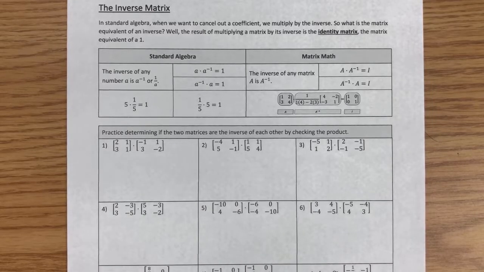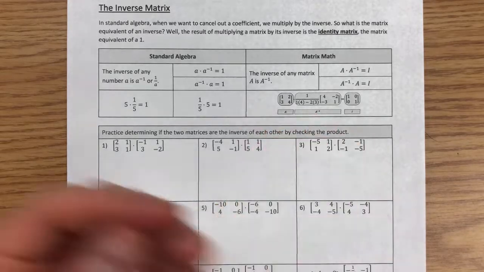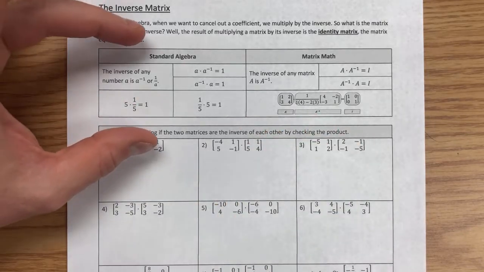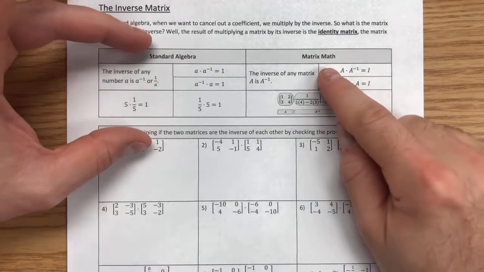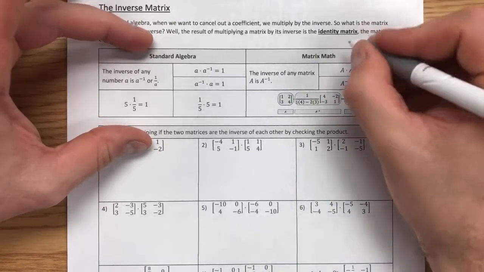So today we're going to be looking at the inverse matrix. Previously, we've gone over the determinant, which is a necessary part of finding the inverse matrix, because the inverse matrix includes within itself part of the determinant, and we'll see that as we evaluate it.